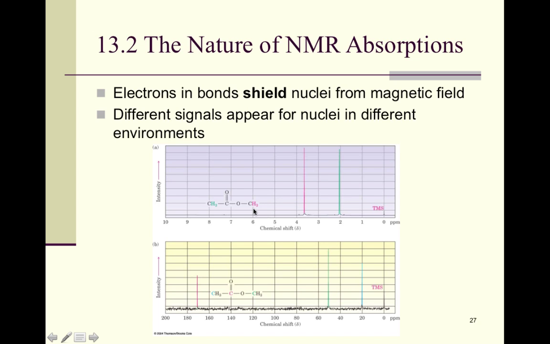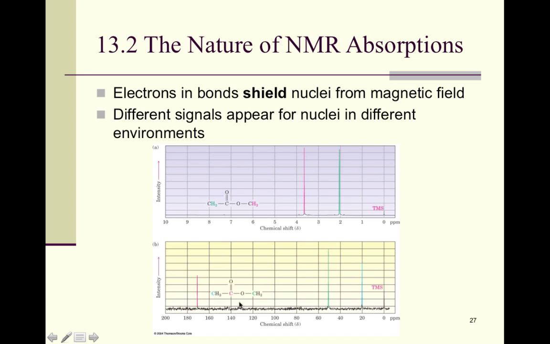That means we would get 2 different signals. And we can see the signal here at 2 represents the hydrogens here in green. And the signal here at about 3.75, that would be the ones here in pink.